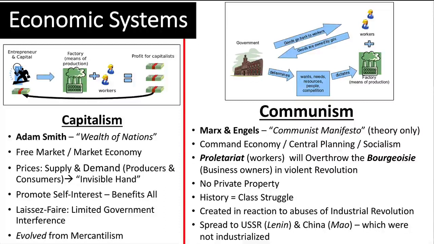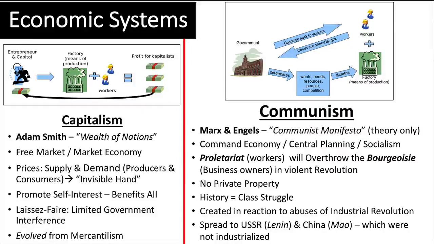One of the things, this actually wasn't part of the theory of Marx and Engels. This comes out later, because Marx and Engels come up with the theory of the Communist Manifesto. And in their theory, you don't even need government. Everything's going to be shared. There's no private property, and so on and so forth.